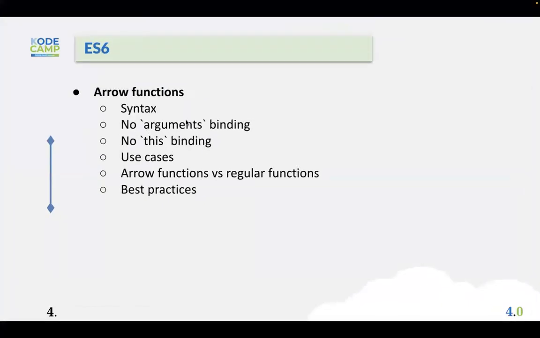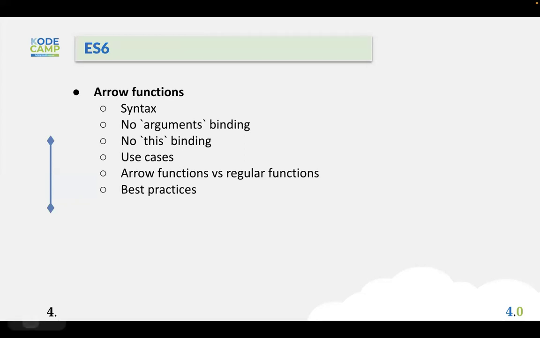Moving forward, let's look at the no arguments binding feature of the arrow function. I believe most of us may not know what arguments are. In traditional functions, the arguments object is a built-in array-like object available within the function body. All it does is provide access to all the arguments passed to the function during its call. You can use this object to iterate through arguments, access them by index, or even check the number of arguments.